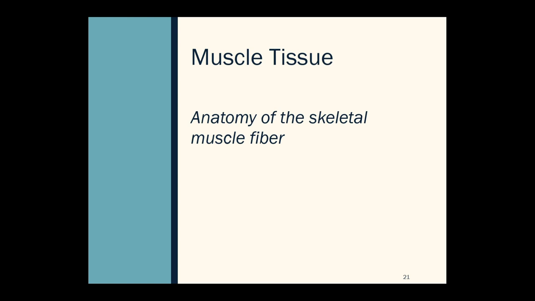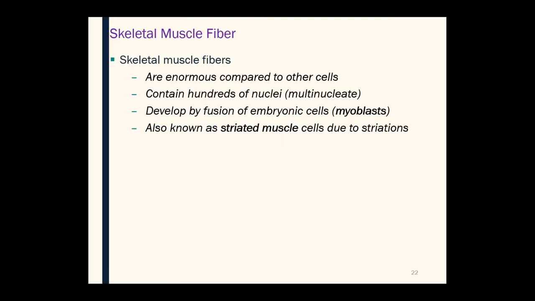In this lesson, we'll continue our discussion of muscle tissue by taking a look at the anatomy of a skeletal muscle cell. We can also call the skeletal muscle cell a skeletal muscle fiber. It's the same thing. Compared to other cells in our body, think of a red blood cell or a cheek cell in your epithelium, our skeletal muscle cells are quite large. These are enormous compared to other cells.